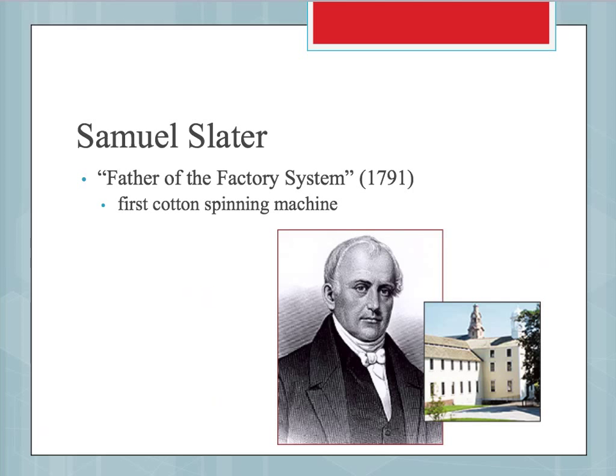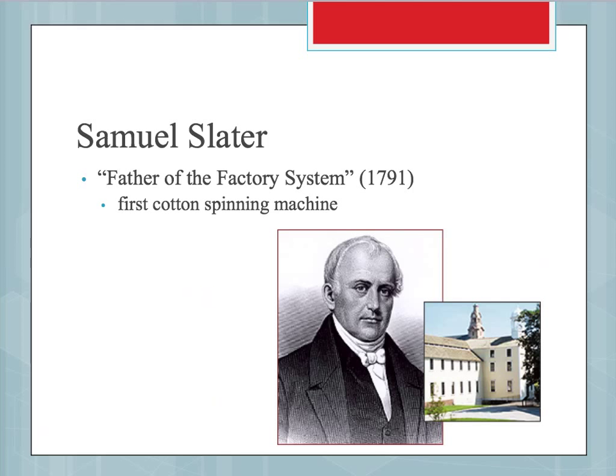And it's mainly to protect their industries and make sure that no one else can build stuff the way that they can. Well, Slater was an apprentice in a cotton spinning factory, and over time he memorized the blueprints for how the machines worked and all this stuff. And he comes to the United States with this stuff in his head.